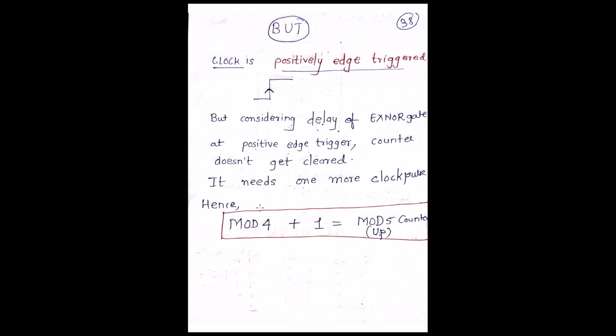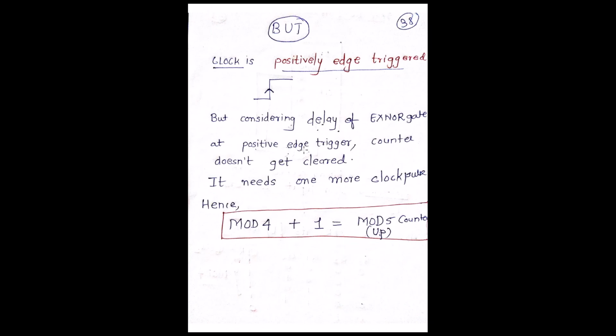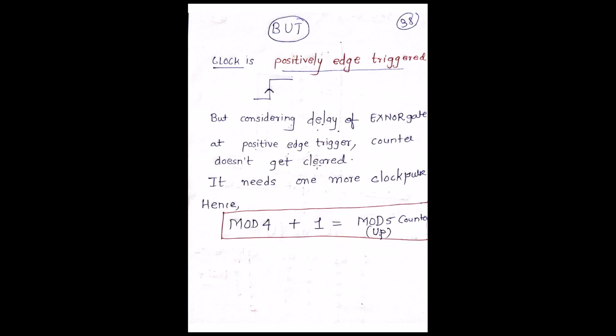It's a very tricky problem. Many students in the examination will write mod 4 for this problem, but the synchronous clear input and the delay of this XNOR gate will increment my counter by 1. If they had given that the gate is an ideal gate, then in that case it would be a mod 4 counter only. So I hope I am very clear.